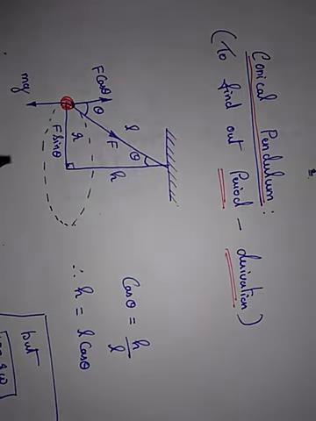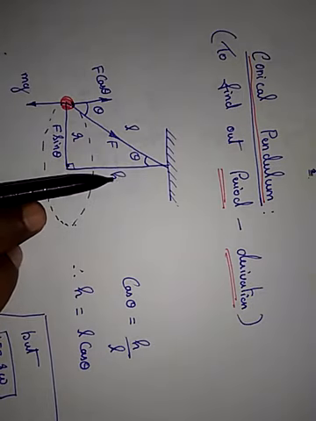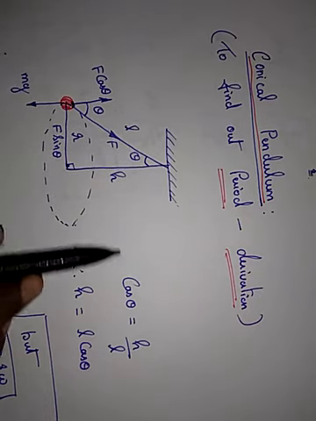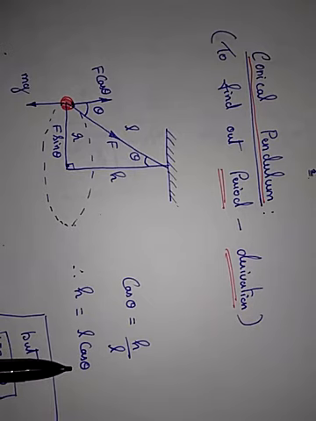Okay. Now from this triangle, if you see, cos theta is adjacent side by hypotenuse. Adjacent side is h, hypotenuse is L. Therefore h is equal to L cos theta. This we will be using later on in the equation.